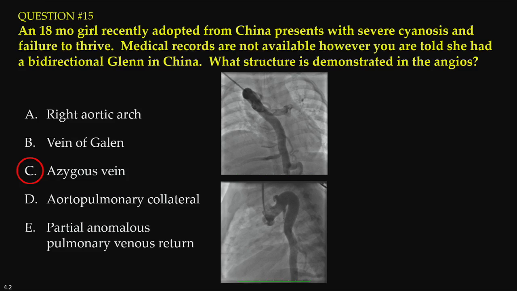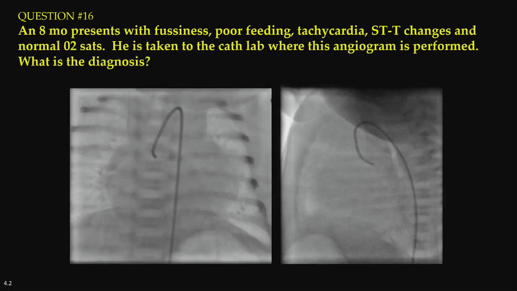You have an interrupted IVC and this is going. Yeah, if she had an interrupted IVC, then that's what the azygous continuation would look like going into the SVC. But she didn't. The scenario makes sense if she's super blue and she had a Glenn and you inject and it's going downward, yeah.